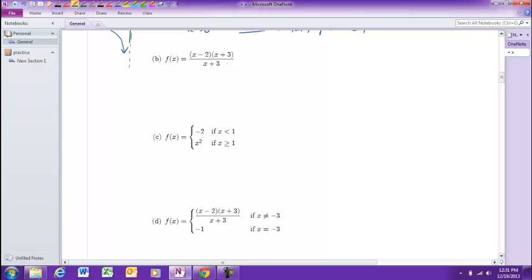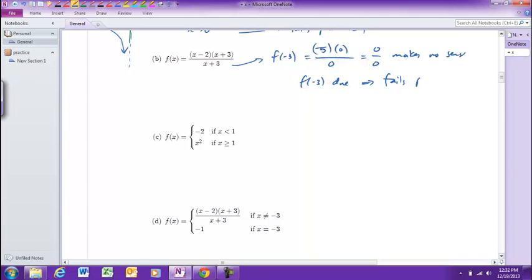Okay, so for B here, once again I notice that I've got an issue with f of -3, because that would give me a 0 on the bottom. So looking for a spot where I get a 0 on the bottom is always going to be an issue. If I plug in -3, I'll get 0 on the bottom. -3 plus 3 will give me a 0 there, and -3 minus 2 gives me a -5. -5 times 0, though, is just 0, and 0 over 0 makes no sense. So f of -3 does not exist, which means it fails part 1, just like the one above did.